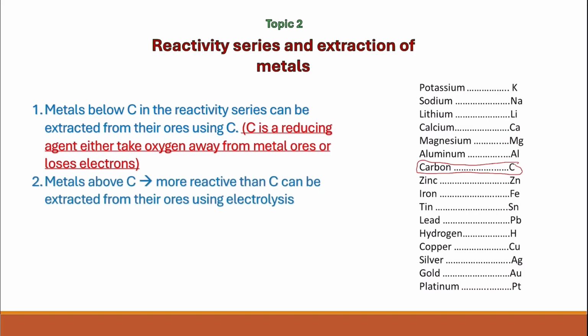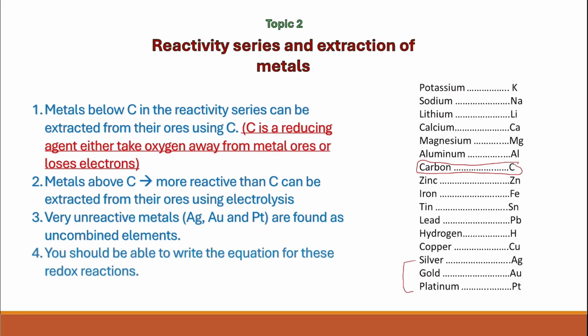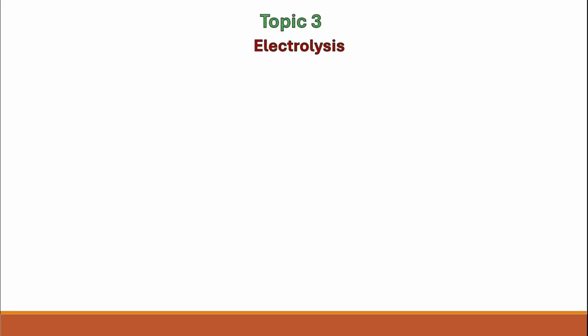Metals above carbon in the reactivity series are more reactive than carbon, and they will not be extracted by carbon, but they can be extracted by electrolysis. Remember that very unreactive metals like silver, gold, and platinum are found as uncombined elements in nature. They don't need to be extracted. You should be able to write the equations for these redox reactions.